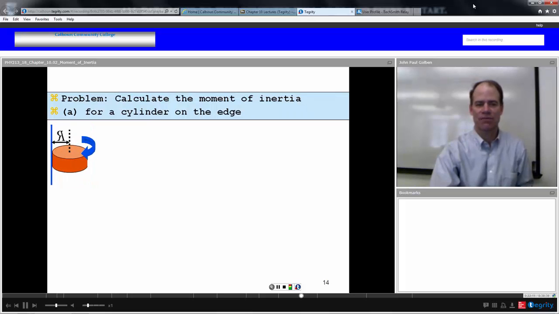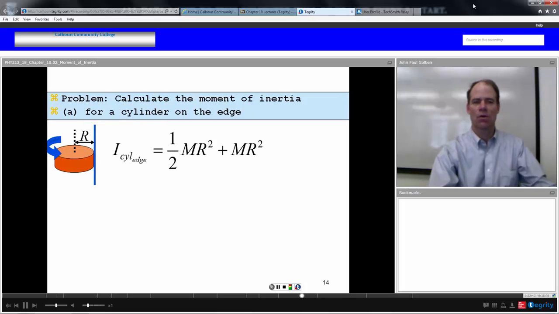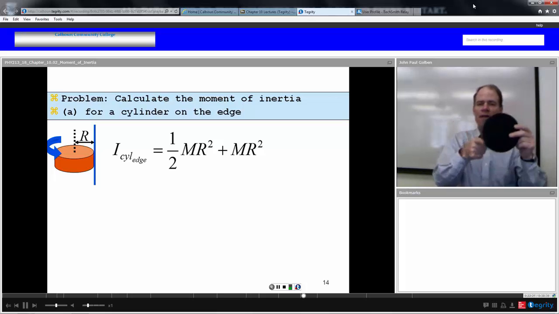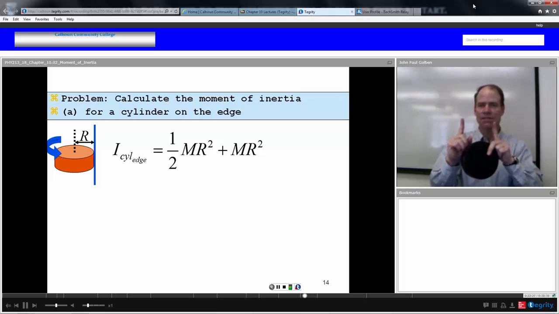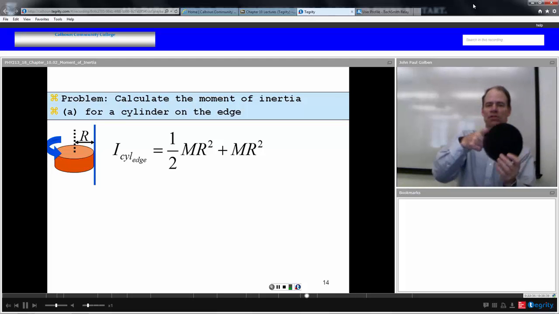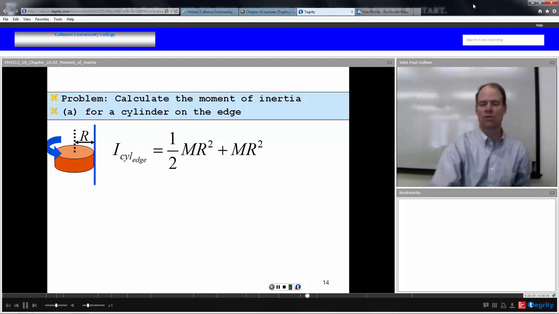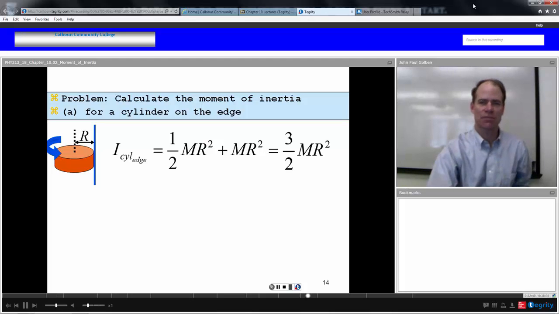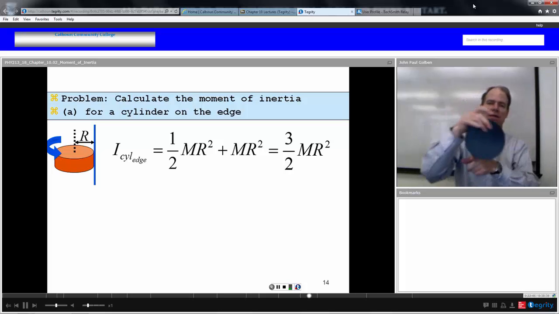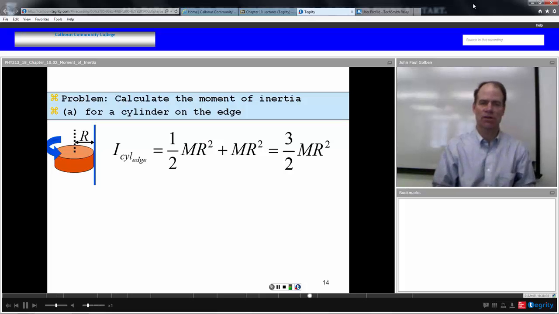Let's try the same for a cylinder about its edge or a sphere about its edge. The moment of inertia of a cylinder on its edge going around like this would be 1/2 mr squared, the moment of inertia over the center of mass, plus m times the distance we move that axis squared. In this case, the distance we move the axis is from the center to the edge, which is r. So we're going to have 1/2 mr squared plus mr squared, which will be 3/2 mr squared. So a cylinder moving about its edge like this is going to be 3/2 mr squared moment of inertia about that point.